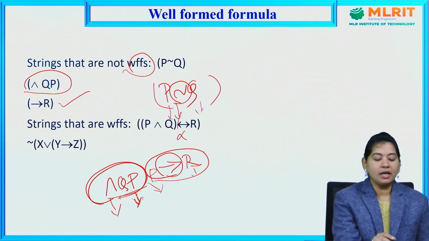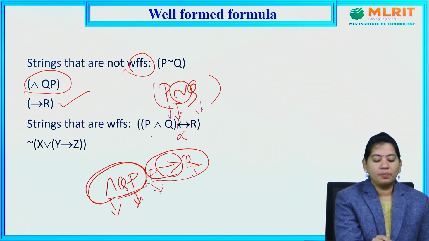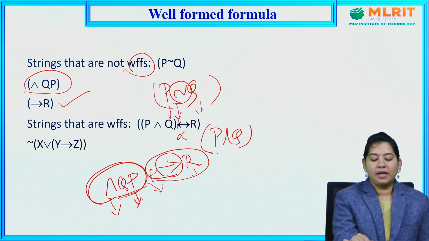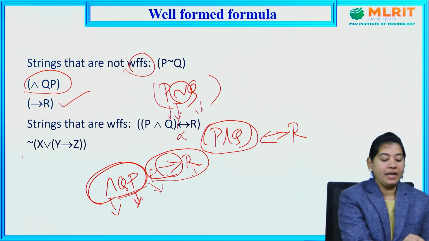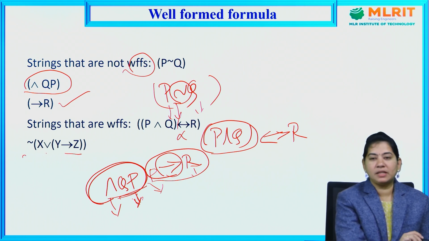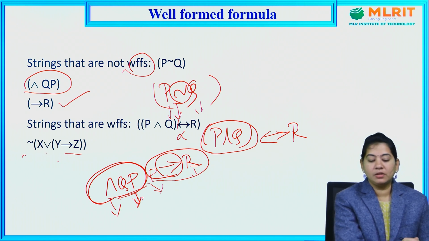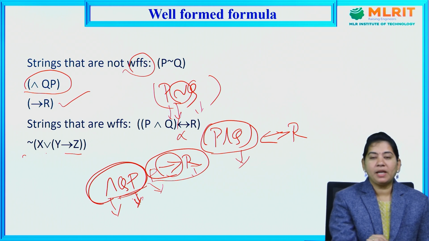Now the strings which are well-formed formulas. So P and Q, as we have P and Q here, we need to group the symbols, and next we have the implication symbol, next we have R. So this is called a well-formed formula. And negation of X or Y implies Z is also a well-formed formula. Here, for this P and Q, you need to give the brackets. Otherwise, if you are not giving any brackets here, the meaning will be changed.